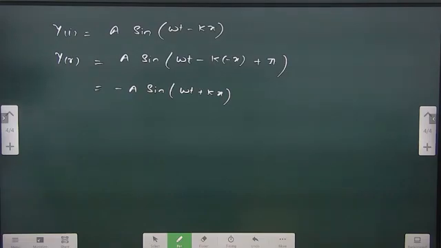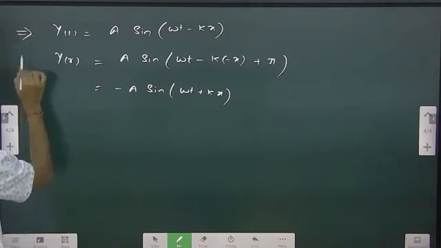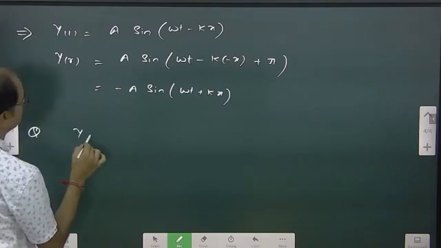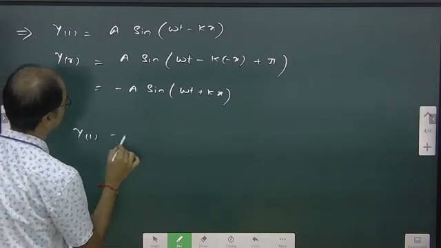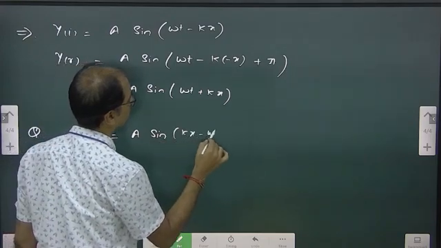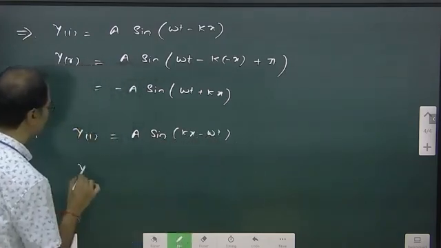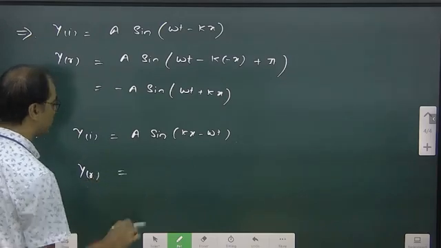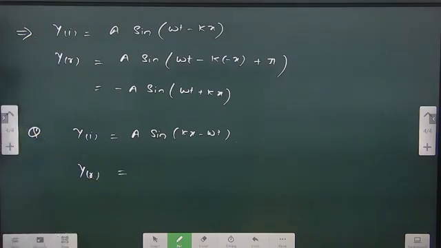Yes, sir. Okay. Now, if this is clear, then write: if incident wave equation is A sin(kx minus omega t), then what will be the equation for reflected wave? Write it fast.